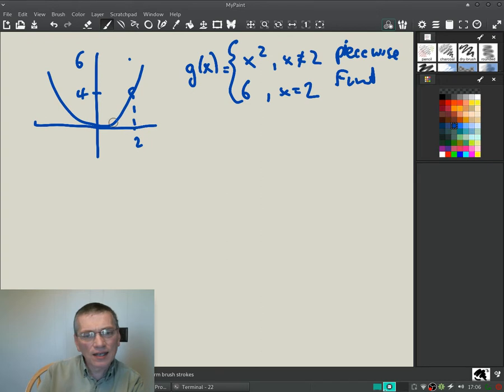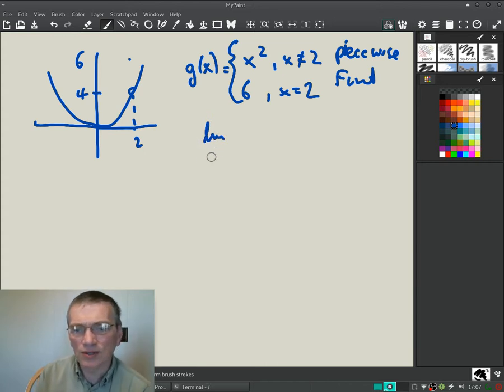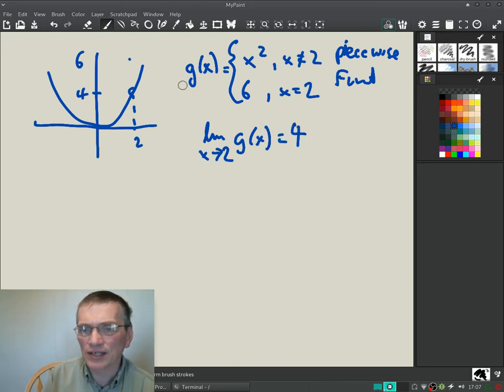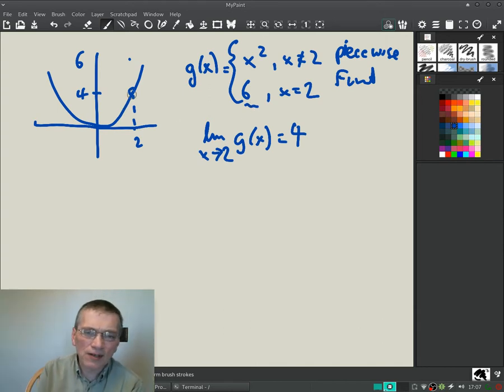So take a look at this thing. As we approach 2 from this direction, we get closer and closer and closer to 4. As we approach from this direction, we get closer and closer to 4. So the left-hand limit is 4. The right-hand limit is 4. But the actual value at the point is something completely different. But the left and right hand limits are the same, so we do say that the limit as x goes to 2 of g of x equals 4, even though the actual value at 2 is 6. Alright, so it's a weird discontinuity.